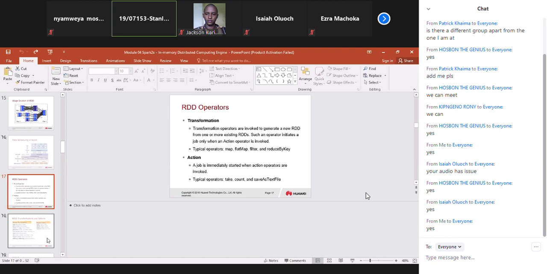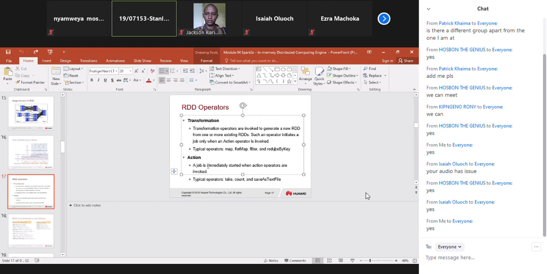RDD operators. This is one you need to understand. When you talk about transformation, operators are invoked to generate a new RDD from one or more existing RDDs. Such an operator initiates a job when an action operator is invoked. Typical operators are, note this one, you can come in the exam, we have map, flatMap, filter, and reduceByKey.